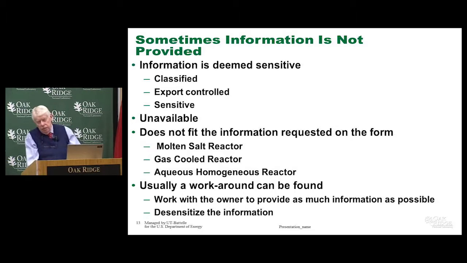Sometimes the information that we ask for, which is a long, detailed list, is not available or not even provided. One reason might be that it's classified. Another reason, it might be export controlled. That is, that particular process may be unique to a particular country that does not want to share this information with inspectors from other countries. And therefore, through the IAEA, which is more of an open process, this would be a violation of their export control policy.